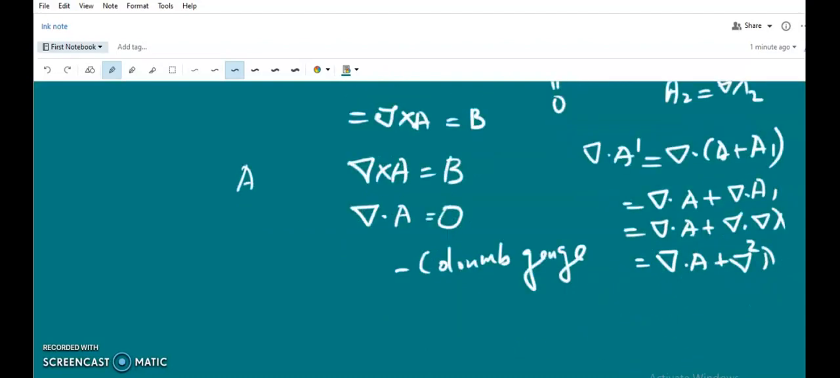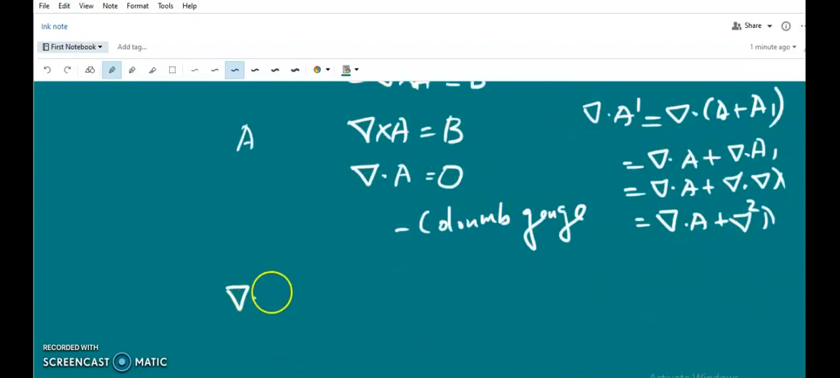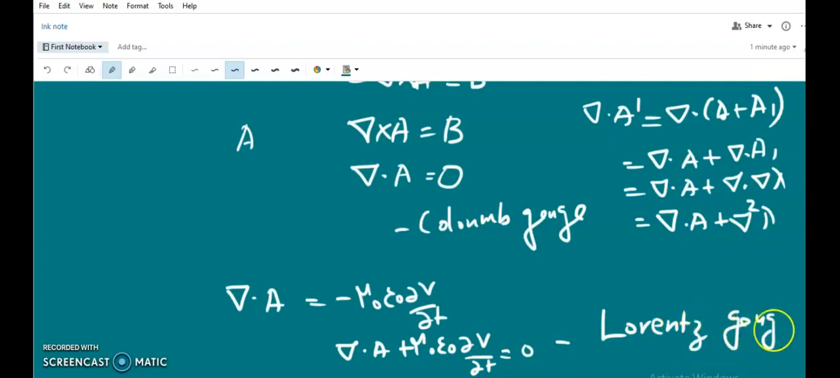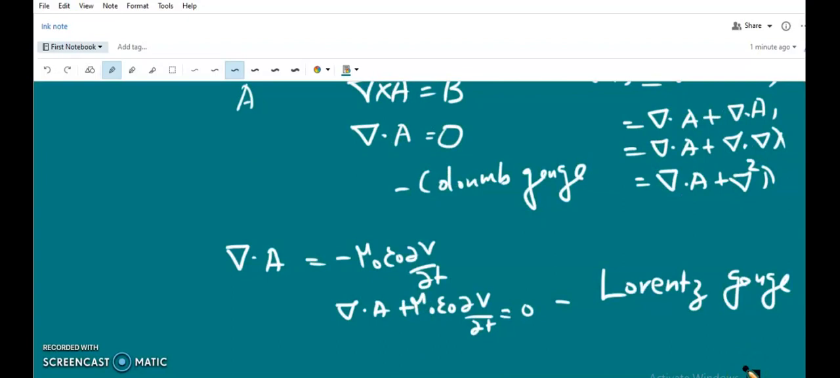And if we choose del dot A such that del dot A equal to minus mu 0 epsilon 0 dou V by dou T, or del dot A plus mu 0 epsilon 0 dou V by dou T equal to 0, that is called the Lorentz gauge. So this is called the gauge. So different gauges and field is unique, that is called the gauge invariance. So these equations are called the gauge transformation equation.